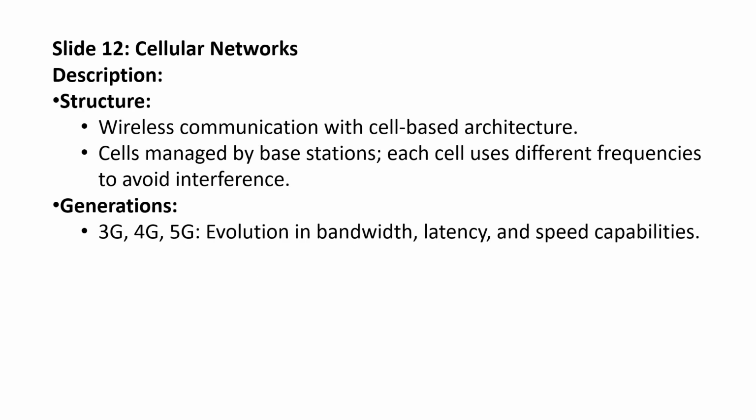Cellular networks. Structure: a wireless communication system with cell-based architecture. Cells are managed by base stations. Each cell uses different frequencies to avoid interference. Generations: 3G, 4G, 5G, an evolution in bandwidth, latency and speed capabilities.